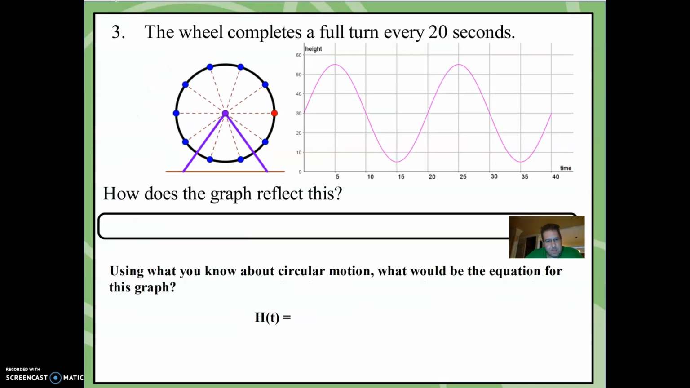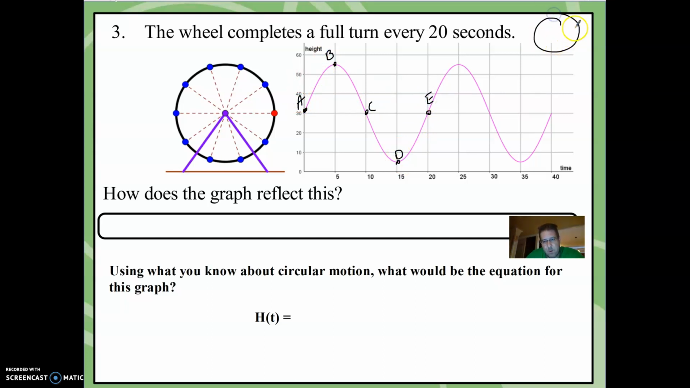All right, and the wheel completes one full cycle, so you need to know three things. This is the third thing you need to know to write an equation: how many cycles it does per 2 pi amount of time, or per 360 degrees. In this case, it says the wheel completes one full rotation every 20 seconds, so it goes from here to here to here to here to here. I've labeled it A, B, C, D, and then we can call that E.